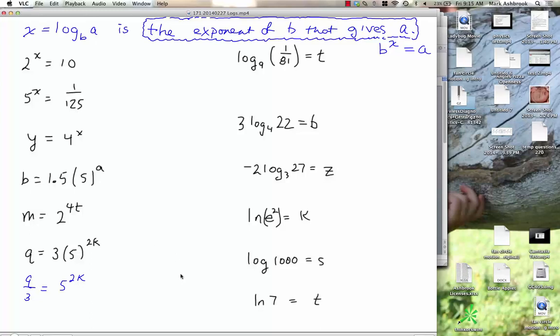Okay, so q over 3 equals 5 to the 2k. Can anyone interpret that as this statement here? What would you say? Adam? No, I want you to say the statement. This statement.